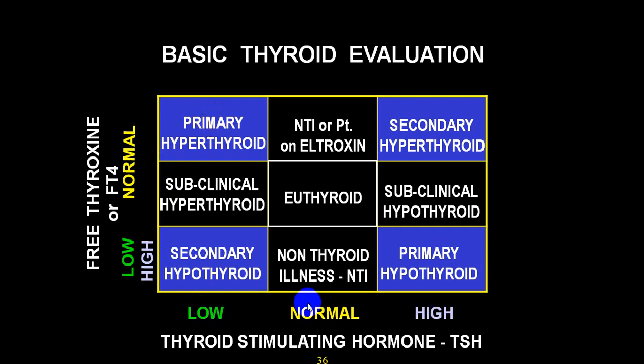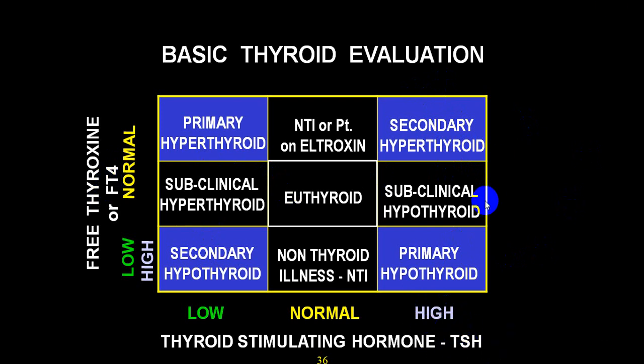Opposite of that, if TSH level is high and T4 level is low, it will be primary hypo. If T4 level is high and TSH level is also high, secondary hyper. So remember these four corners. It is based on free T4 and TSH level.